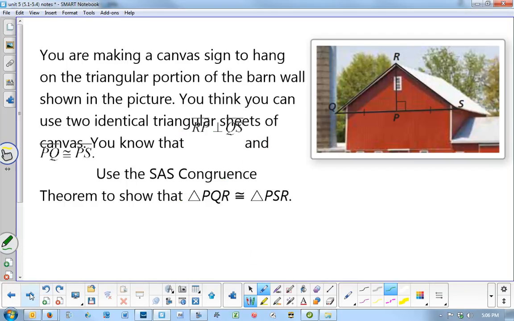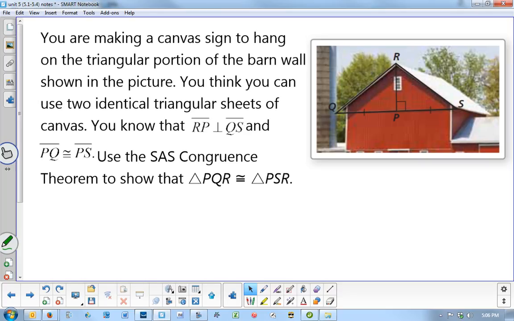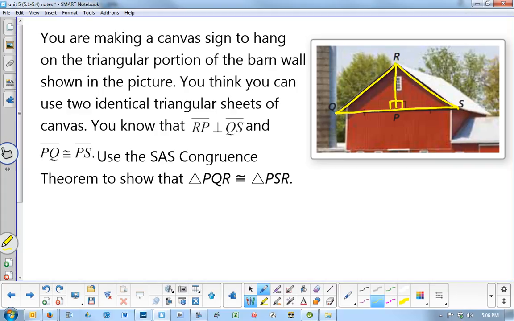All right, one more little problem here. So we've got these triangles on a barn. Hard to see a little bit there, so let me highlight those things. We've got this triangle here on a barn, and we're told that these are 90 degrees. And so here's our information. You're making a canvas sign to hang on the triangular portion of the barn wall shown in the picture. You think that you can use two identical triangular sheets of canvas.